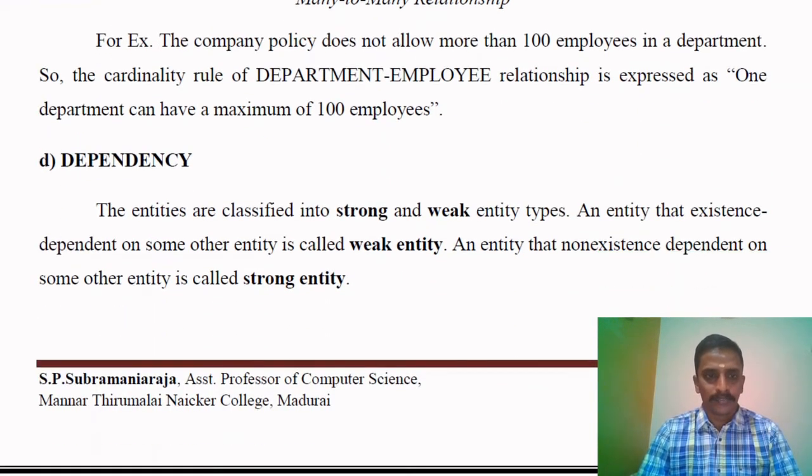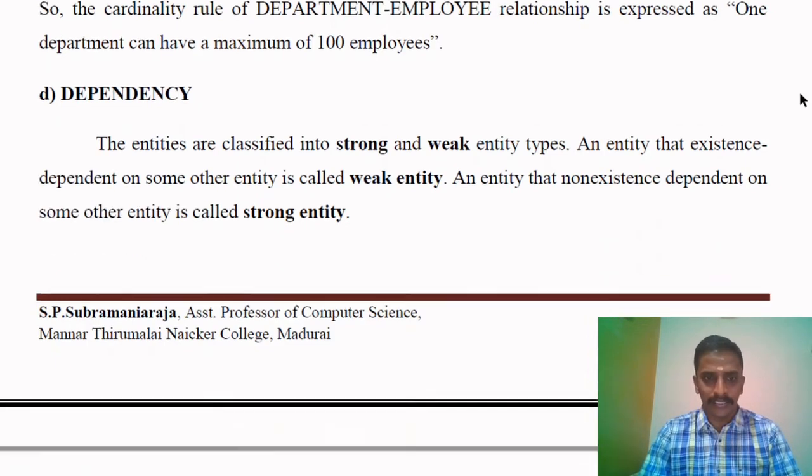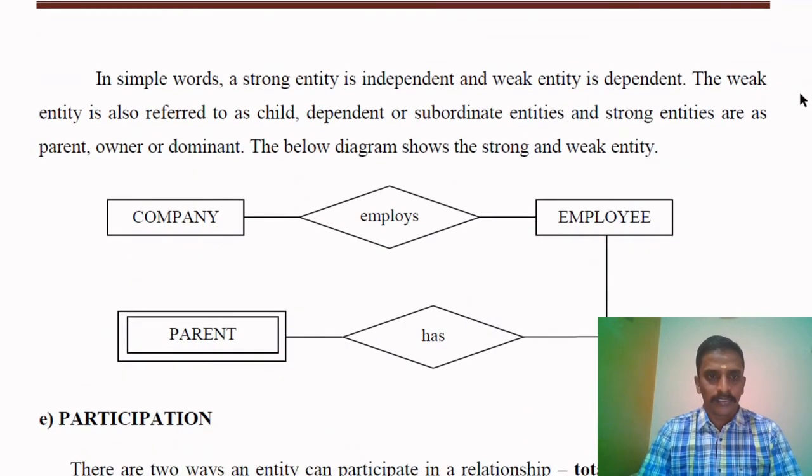Next, the dependency. The entities are classified into strong and weak entities. An entity that exists dependent on some other entity is called a weak entity. At the same time, an entity that exists independent of any other entity is called a strong entity. Simply, we can say that a dependent entity is a weak entity and an independent entity is a strong entity. The strong entity is independent and the weak entity is dependent.